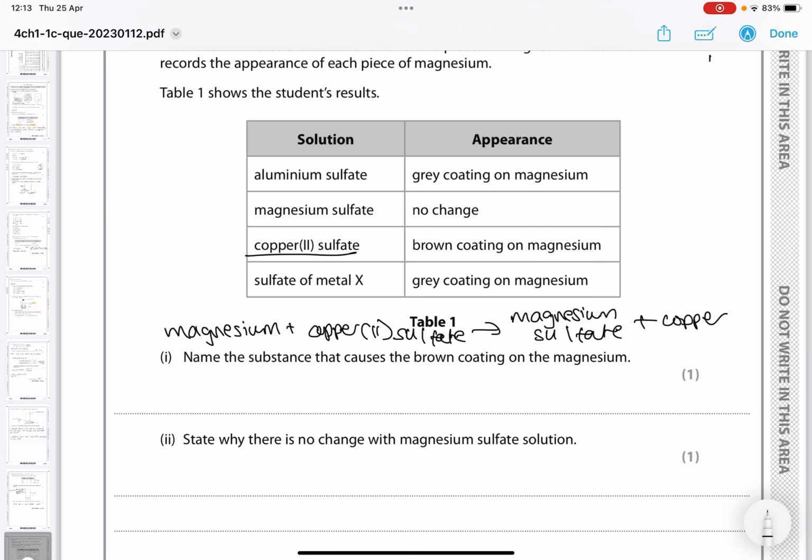Now the question's asking what causes the brown coating on the magnesium. Copper is brown, so the substance that causes the brown coating is copper. For these questions I recommend writing a word equation. It's much easier to identify which substance then.